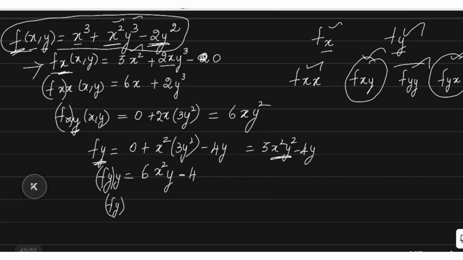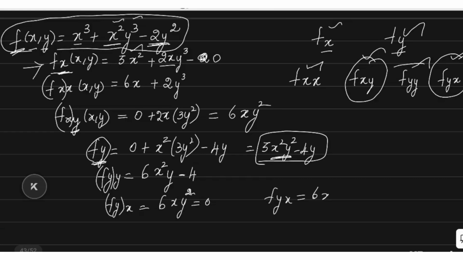Okay, next fyx. Fyx, I write it like this for understanding. So fy is already there. You have to differentiate again with respect to x. When you differentiate with respect to x, it will become 6x y square, and the second term doesn't have an x term, so when you differentiate with respect to x it will become 0. So you know that fyx is equal to 6x y square, and you observe that fxy is also 6x y square. So fyx is equal to fxy. So it is enough if you find fxy or fyx. It is not necessary to find both.